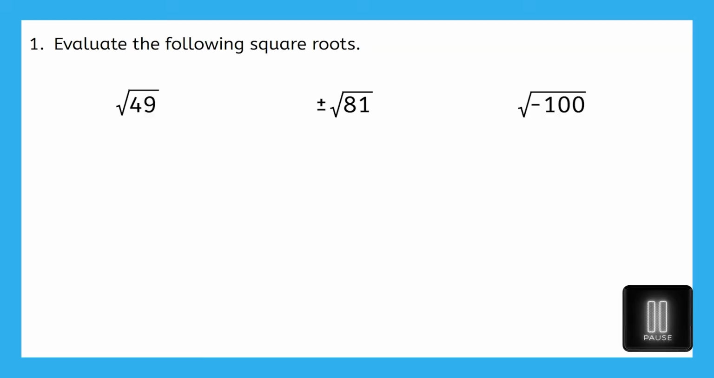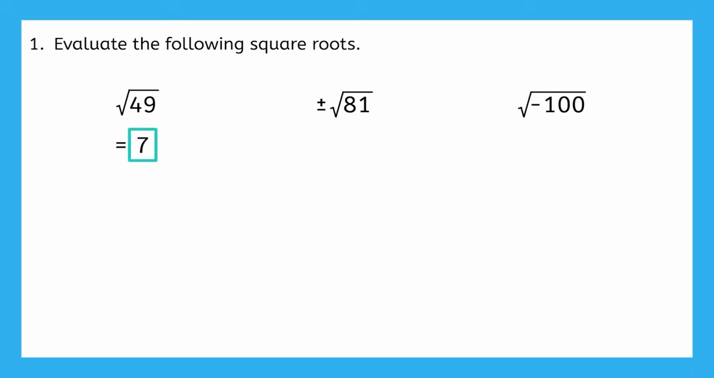Let's try evaluating a few more square roots. Pause the video here to try these out in your guided notes. Check your answers against mine. The square root of 49 is 7 because 7 squared equals 49. The radical symbol indicates that we're looking for the principal square root and should answer with only positive 7.